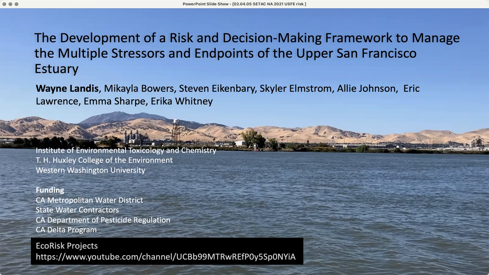We're talking about our continued work on making a risk and decision-making framework to manage the multiple stressors and endpoints in the upper San Francisco estuary. I'm the speaker, but I represent a large number of other people.